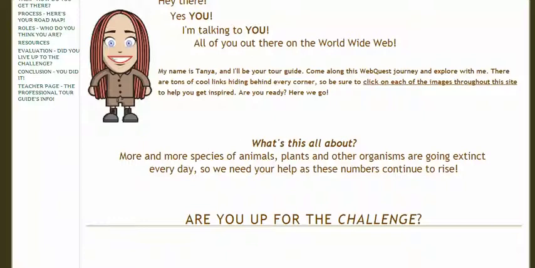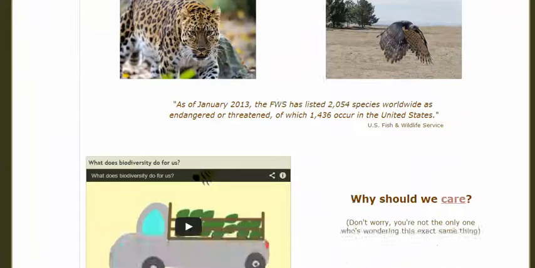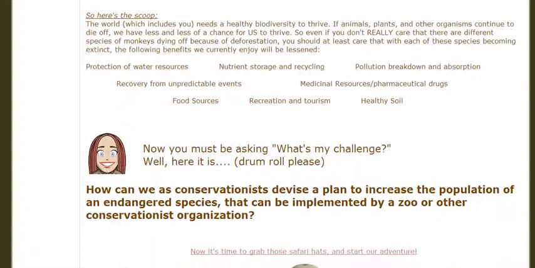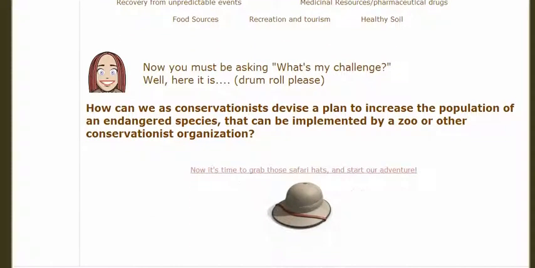More and more species of animals, plants, and other organisms are going extinct every day, so we need students' help as these numbers continue to rise. And what exactly is the challenge? How can we, as conservationists, devise a plan to increase the population of an endangered species that can be implemented by a zoo or other conservationist organization?